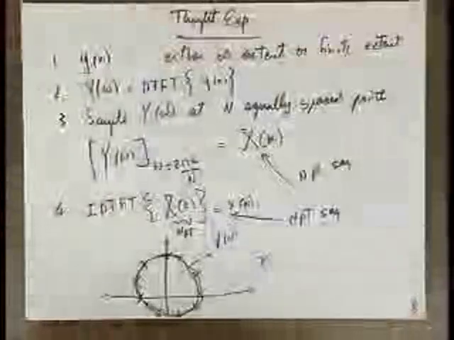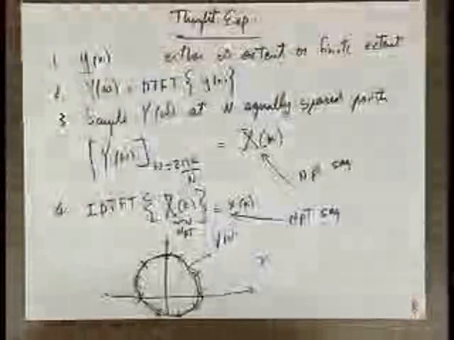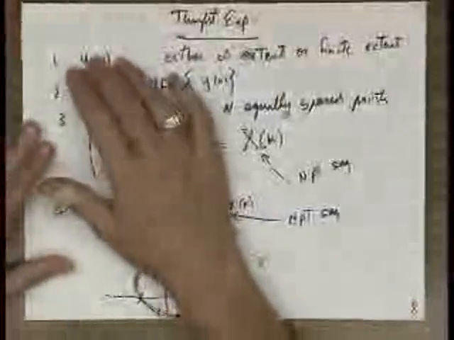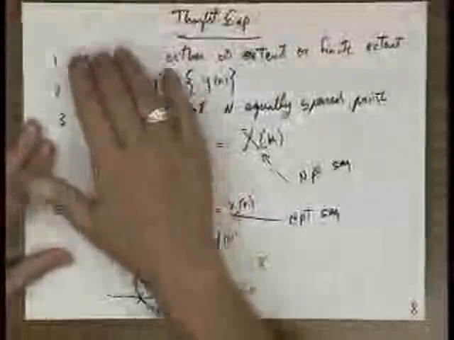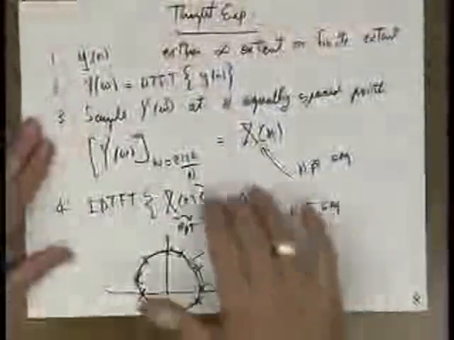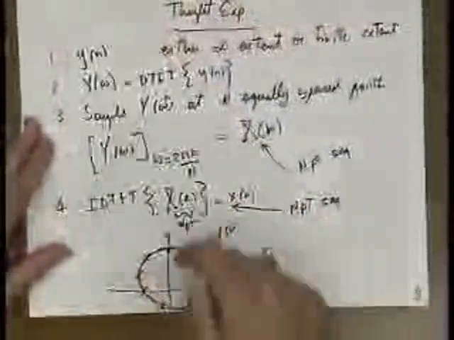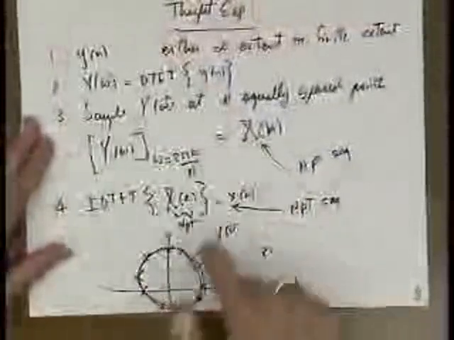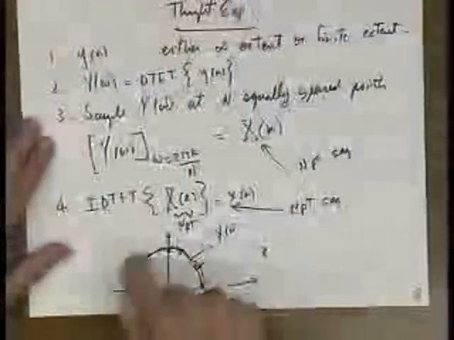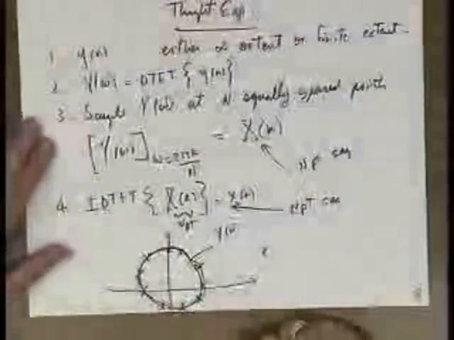So at least in those two cases, we know the answer. The only thing that we don't really know the answer to is, what happens if the length of y of n is larger than n? In other words, y of n was a 32-point sequence. We took its DTFT, but now, even though it's a 32-point sequence, we sampled this DTFT at 16 points and took an inverse.